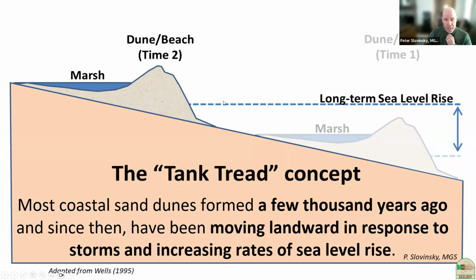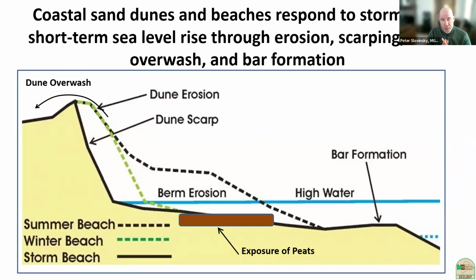This is assuming that there's room for this system to move. Now, in the short term, sand dunes and beaches are constantly exchanging sand, and sand is constantly moving around through the process of erosion, scarping, dune overwash, and bar formation. So this is a little bit complex, but if you look at the dashed black line, that represents your beach profile during the summer.